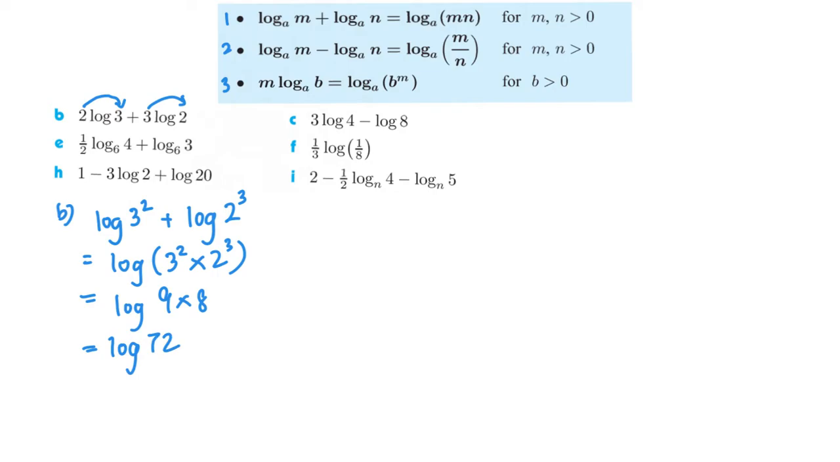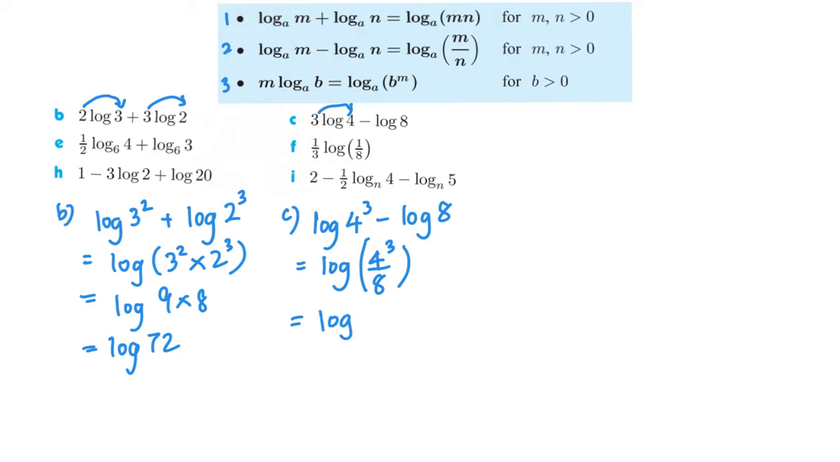Okay, right, for C, we move the 3 back. Log 4 to the power of 3 minus log 8. So now it is a minus operation. We're going to have log 4 to the power 3 divided by 8. Look carefully, only the value is being divided. It is not log divided by log. What is 4 to the power 3? That will be 64 divided by 8. That will be log 8.